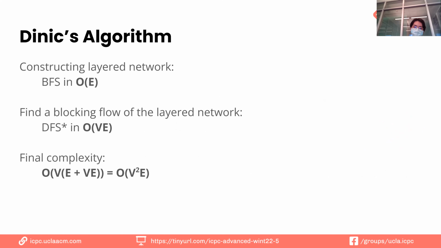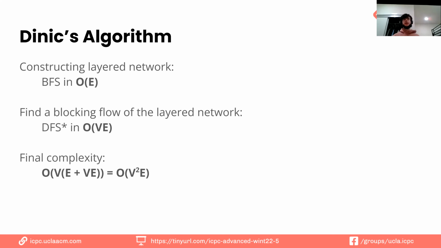That's the general gist. So we can construct the layered network using a BFS in O of E time. To find the blocking flow, we use something similar to DFS, and we can do this in VE time. For our final complexity, we add this together and do this V times, and we get O of V squared E. I put DFS in asterisks because it's not exactly DFS, since it has to keep track of the maximum flow it can push through. You can also think of it as pushing a whole family of augmenting paths through the entire network at once instead of just one path at a time.